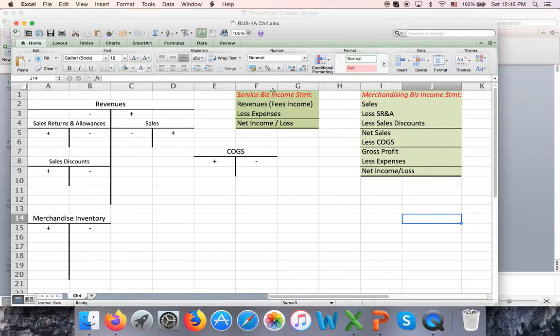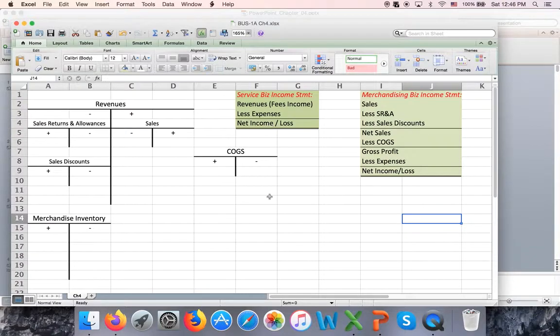So right here, this was our income statement in the first three chapters. We just took revenues, and we usually had one revenue account we called some kind of fees, consulting fees or fees income. And then we subtracted expenses and we got the bottom line, net income or net loss.